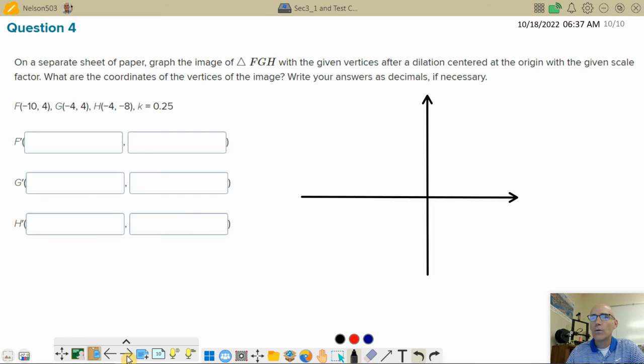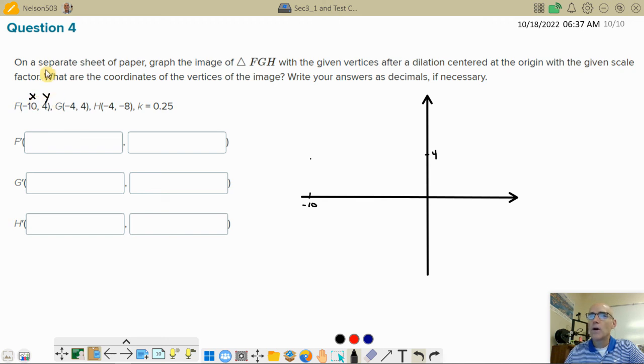So here's question 4. They want us to, on a separate sheet of paper, graph these points. Okay, so let's do that real quick here. I'm going to go -10. Let's say -10 is like out here. There's -10. And then I'm going to go to +4. So let's say 4 is like right there. Remember how the X is the first number and the Y is the second number.